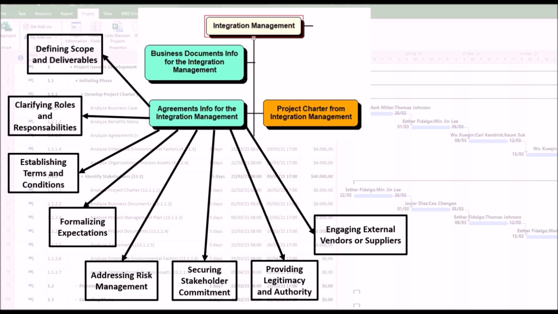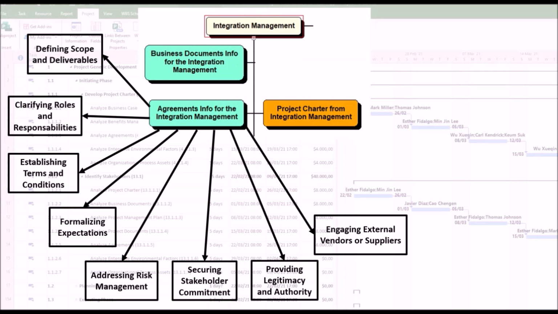8. Engaging external vendors or suppliers. If the project involves external vendors or suppliers, agreements define the terms of engagement, deliverables, and timelines. This information is critical for the project charter to ensure the project can be executed as planned.